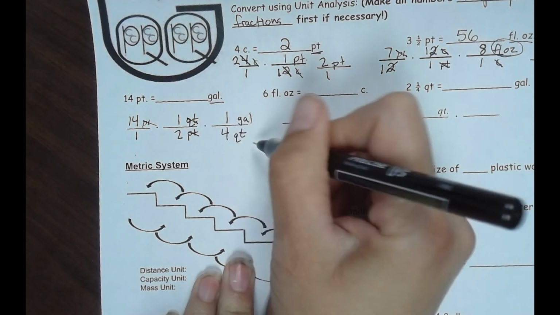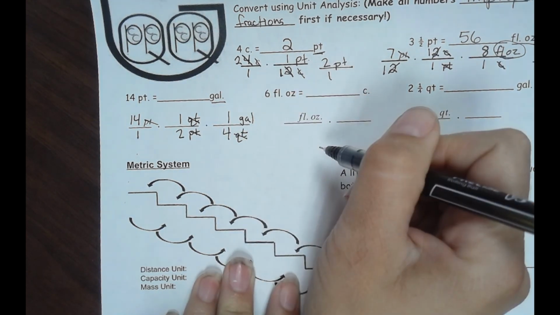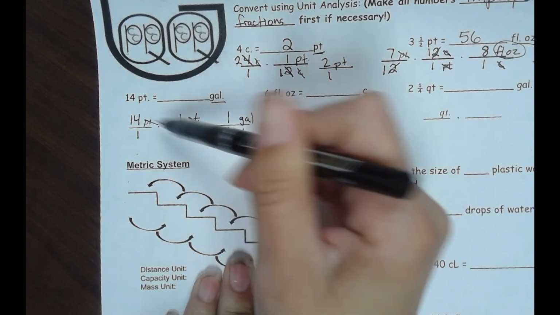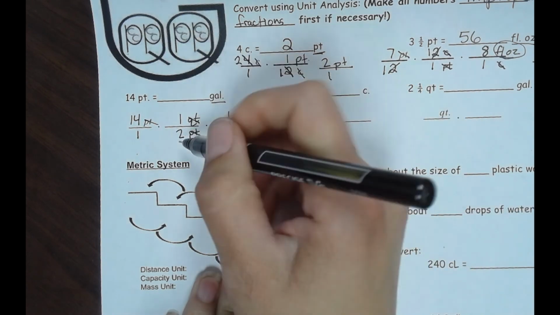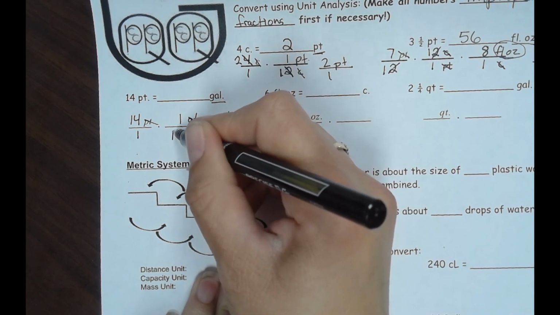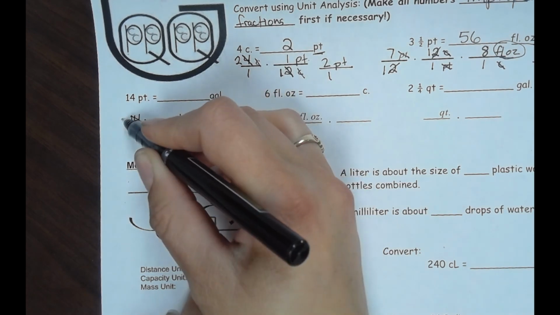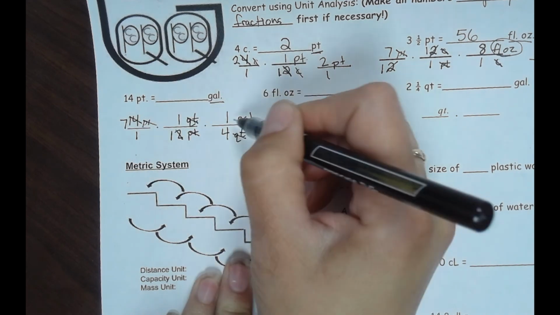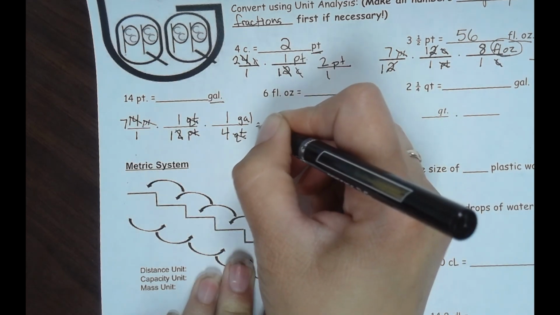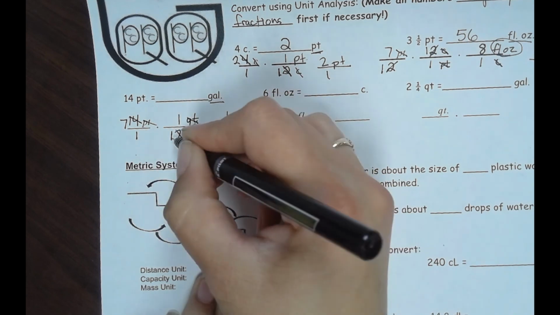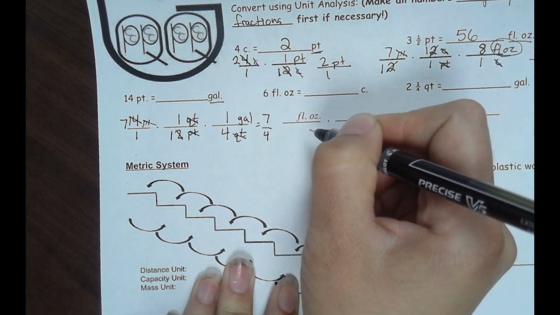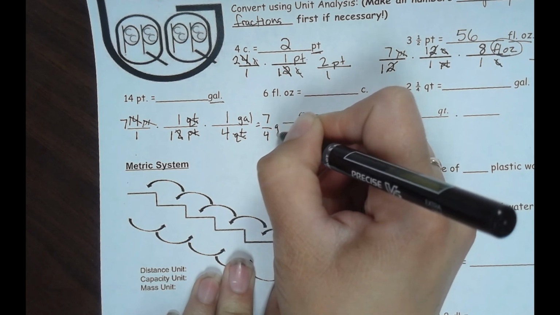So quarts cancels quarts, and I have the unit I want. Now I'm going to cross-cancel numbers if I can. I know that 2 goes into both 2 and 14, so 2 divided by 2 is 1. 14 divided by 2 is 7. Multiply across the top. 7 times 1 is 7, times 1 is 7 again. So I get 7 on top. 1 times 1 times 4 is 4. So I got 7/4 gallons.